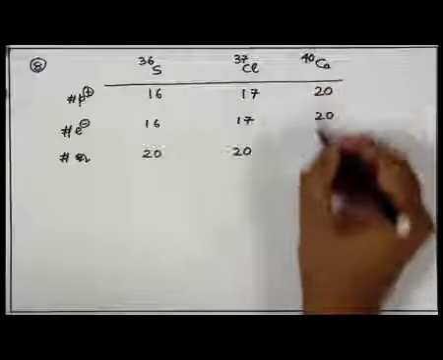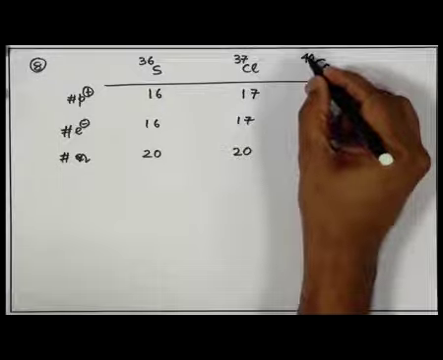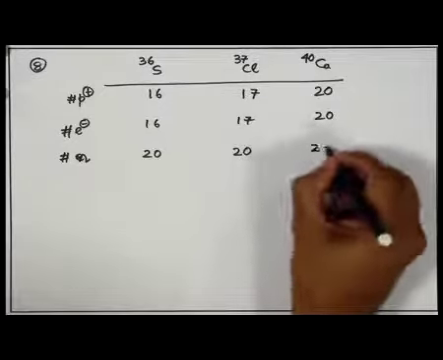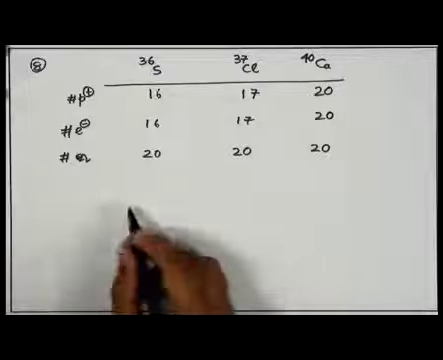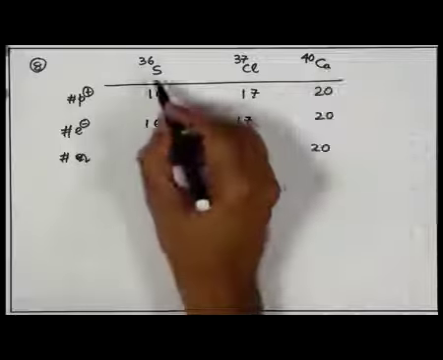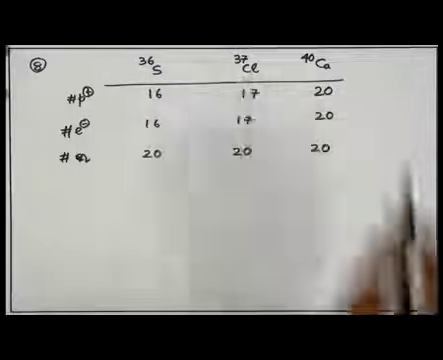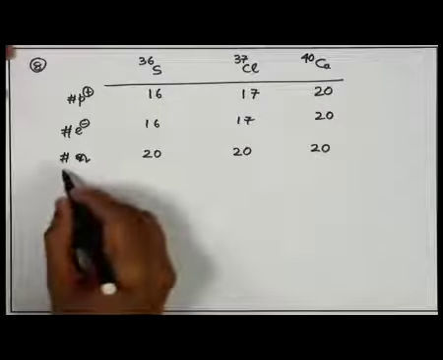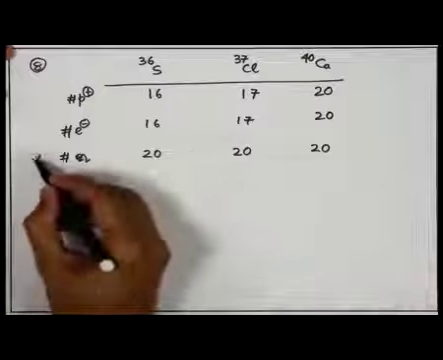In this case also, the number of neutrons is 40 minus the number of protons, 20. So, therefore, 40 minus 20 is 20. We see these are three different species: one is sulfur, another is chlorine, and the third one is calcium. But what we see is that they are related to each other in terms of the number of neutrons.